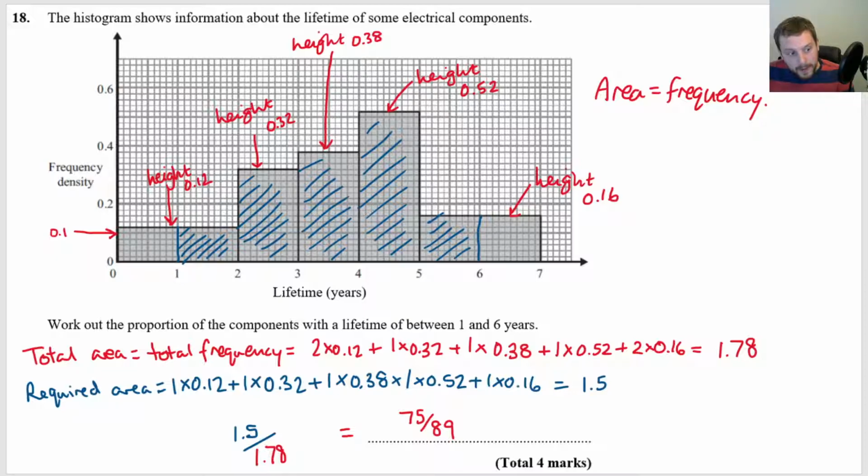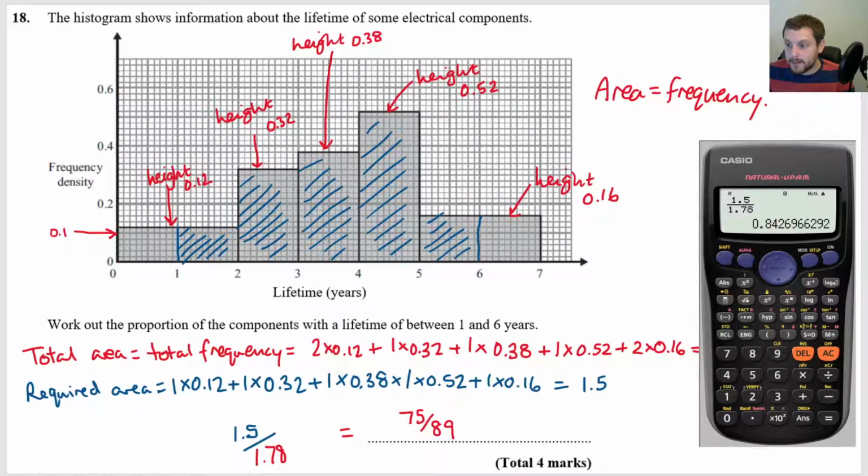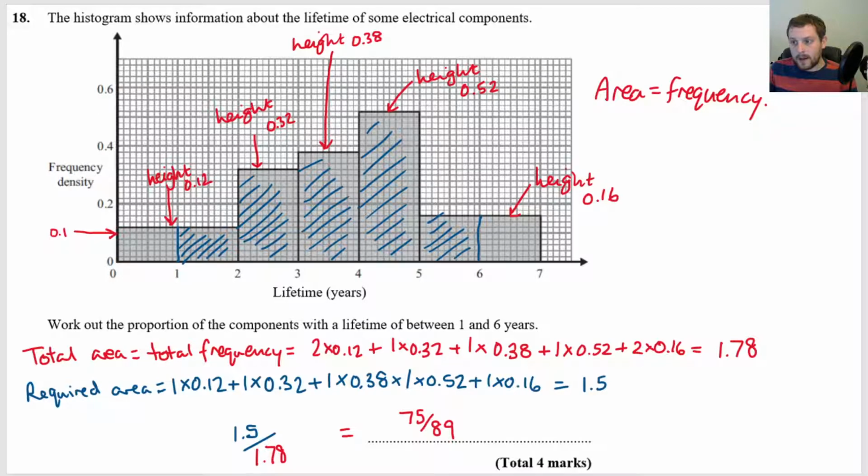All right, and my apologies, there's the calculator showing that. So 75 over 89. Right, so the reason that histogram question was unpleasant was just because the scale is so unpleasant. You get all of these areas that are horrible, like decimals, but that's okay. It's just the same method, the same ideas, the same kind of overall method, right?